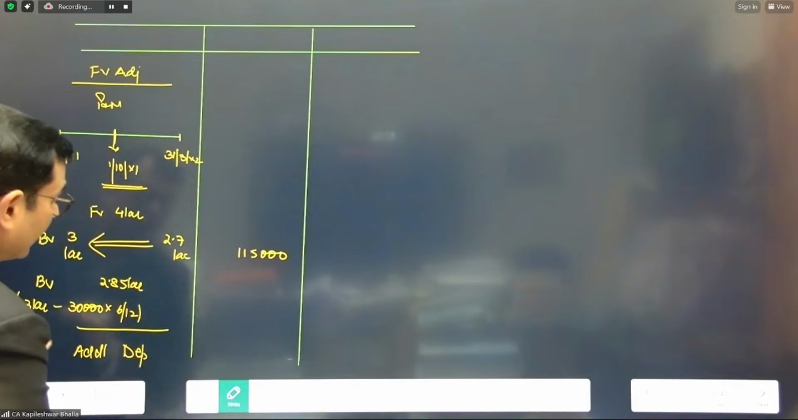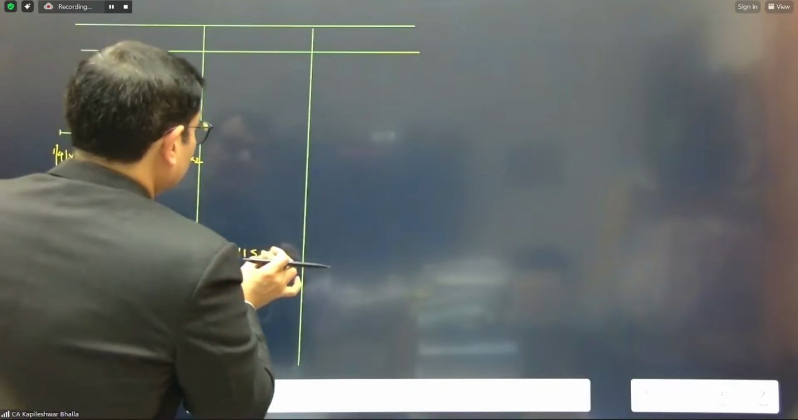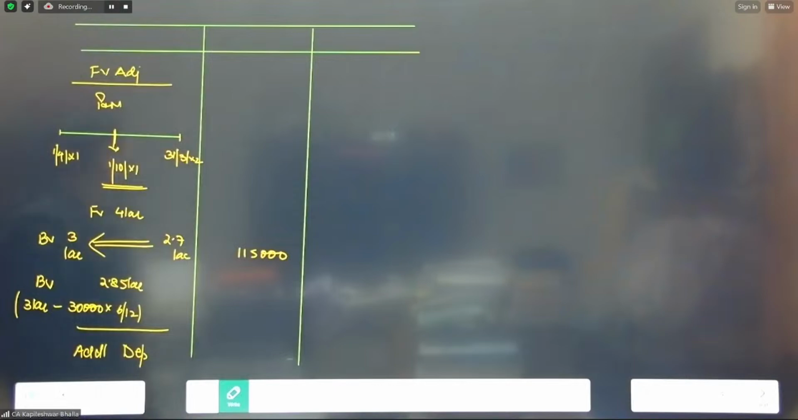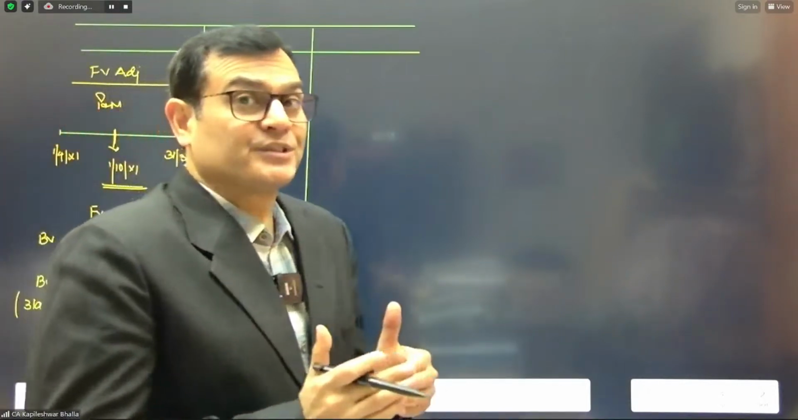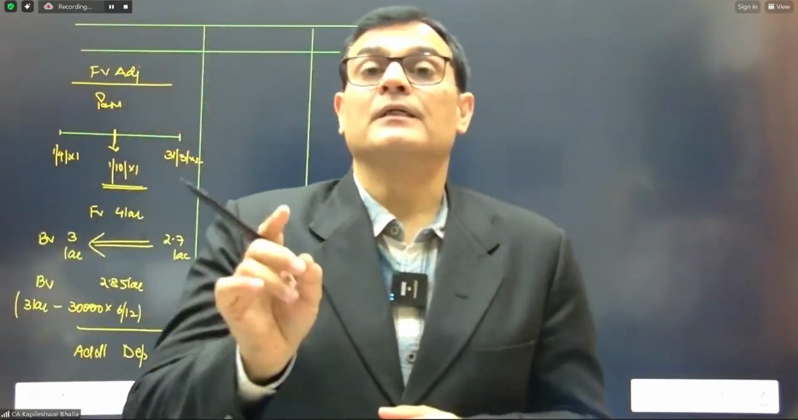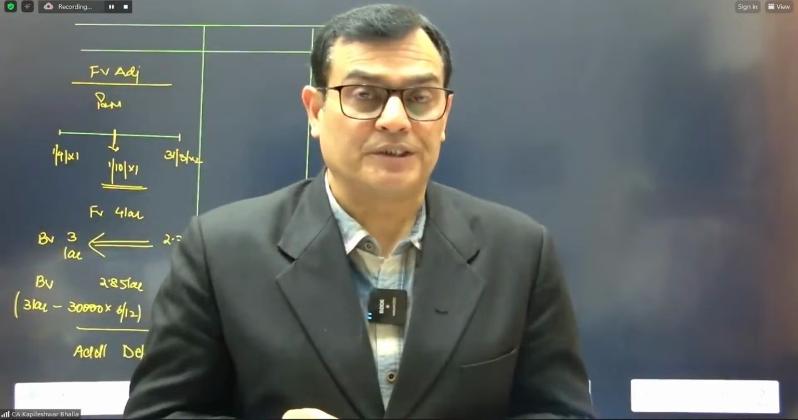And many people at times commit a mistake. They start taking the additional depreciation on 1,15,000. But you don't need to consider the depreciation on 115. You need to ask a question to yourself.